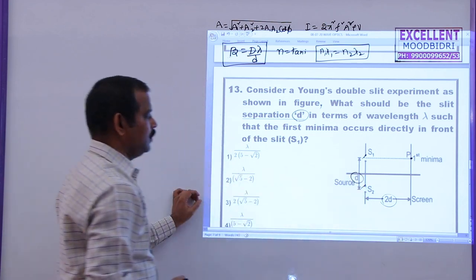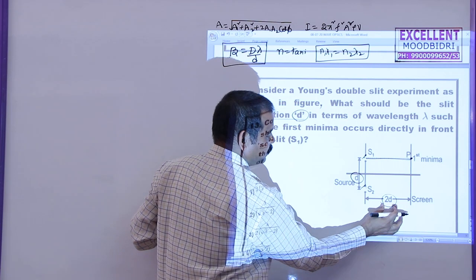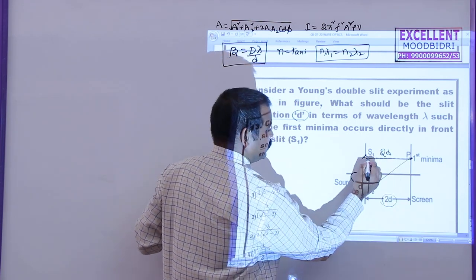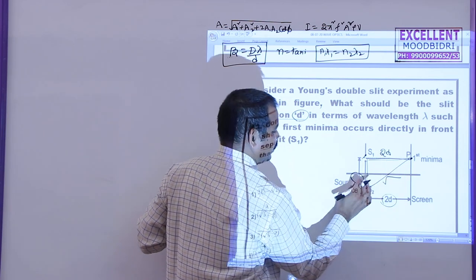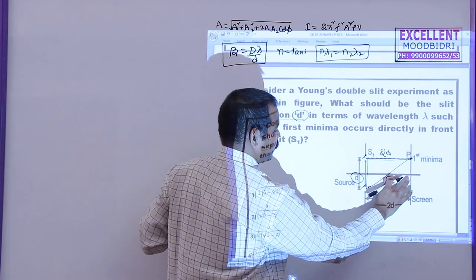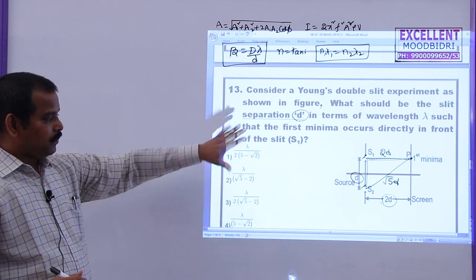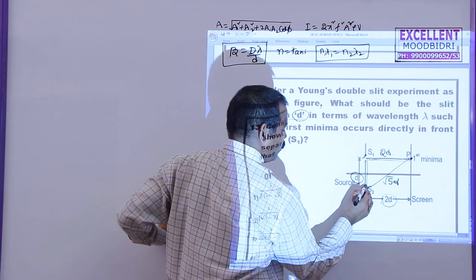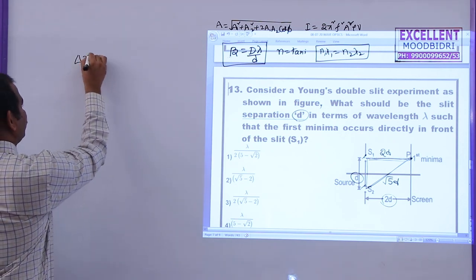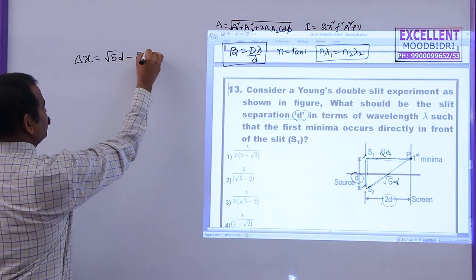That is small d. Remember students, this is a capital D, but in this problem it is given as 2d. This will be root over d square plus 2d whole square, that is root over 5d square, root 5d. Now, what is the path difference between this wave and this wave? That is root 5d minus 2d. So, path difference is given by root 5d minus 2d.